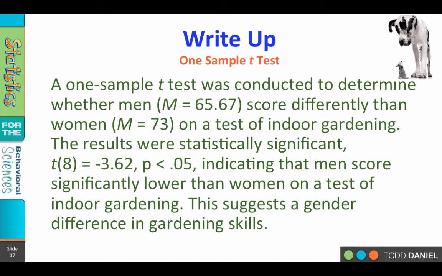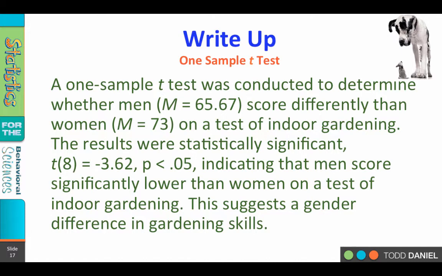A one-sample t-test was conducted to determine whether men with a mean of 65.67 scored differently than women with a mean of 73 on a test of indoor gardening. The results were statistically significant. T with 8 degrees of freedom equals negative 3.62, comma, probability less than 0.05, comma, indicating that men score significantly lower than women on a test of indoor gardening. This suggests a gender difference in gardening skills.